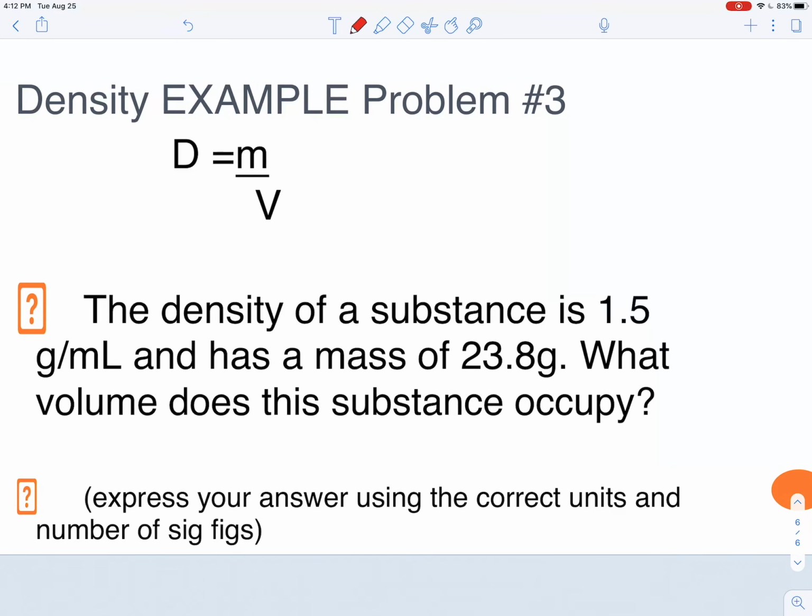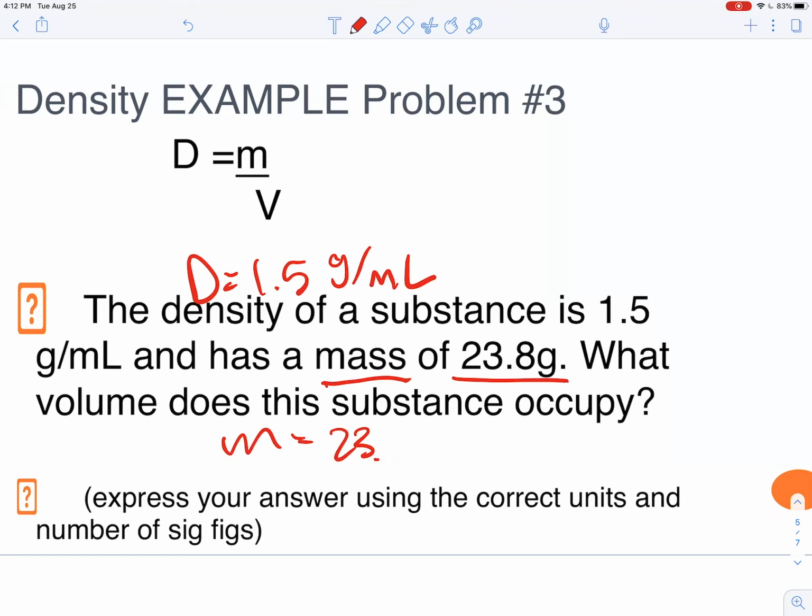Okay, last example problem here. The density of a substance is 1.5, so they give us the density. And they give us the mass. The mass is 23.8. What volume does this substance occupy? So same thing here. If I do some algebra, I can basically switch these two around. I'm multiplying both sides by volume, and then I'm dividing both sides by density. So algebraically, we can end up with a volume formula. It's going to be mass divided by density.